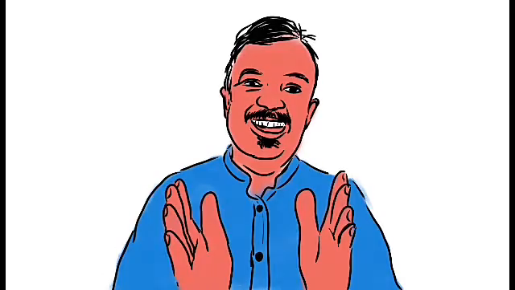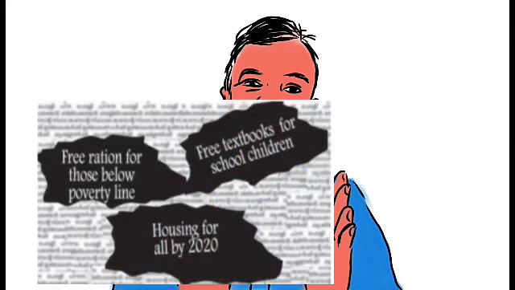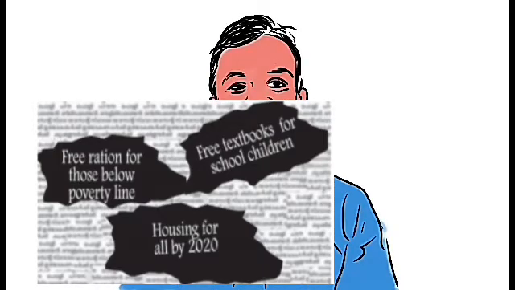Then what's the importance of public administration? Here in our textbook, some news titles are given. Please see that. What are you seeing in those news titles? Free ration for those below the poverty line. Housing for all by 2020. Free textbooks for school children. Who is doing all these things? Government. These facilities are provided by government.